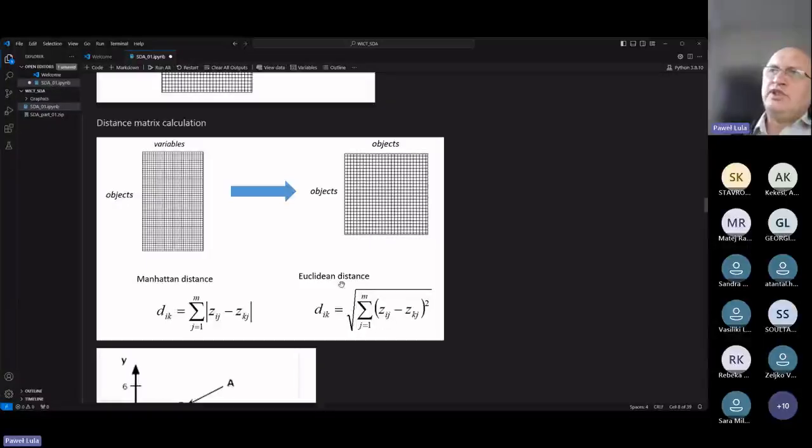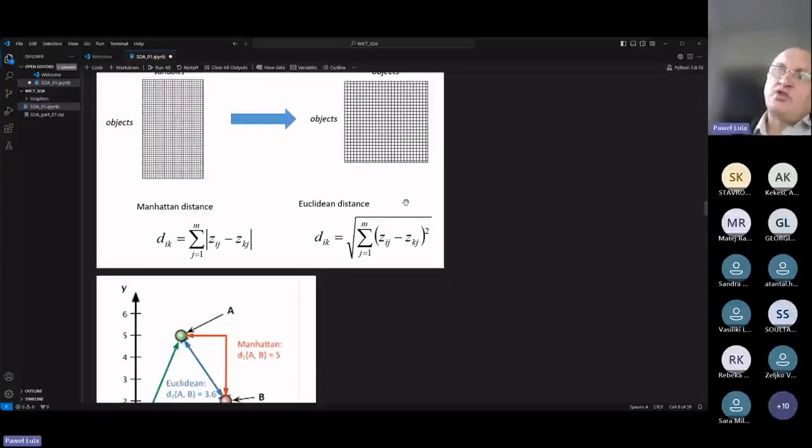How to calculate Euclidean distance? We should compare corresponding coordinates. We should calculate the difference between them. After that, we should square these differences for every coordinate, sum them up, and at the end, we should take a square root.